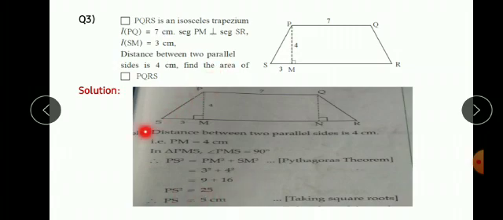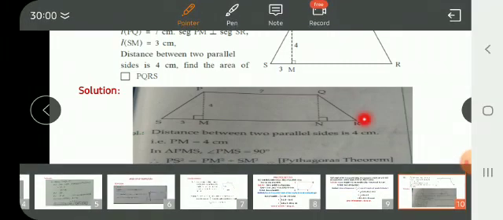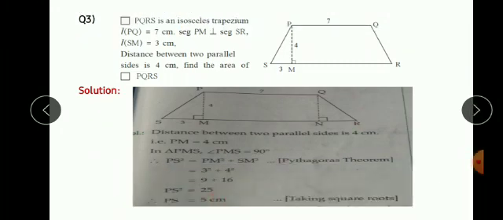Therefore, PS is equal to what? 5 centimeter. By taking square roots of both the sides, PS square is equal to 25. Take the square root, you get PS as 5 centimeter. So in this way we got PS as 5 centimeter.